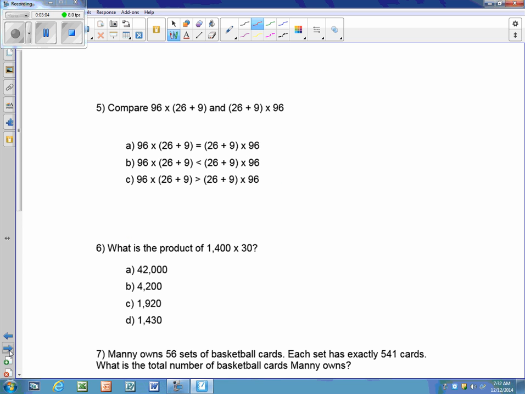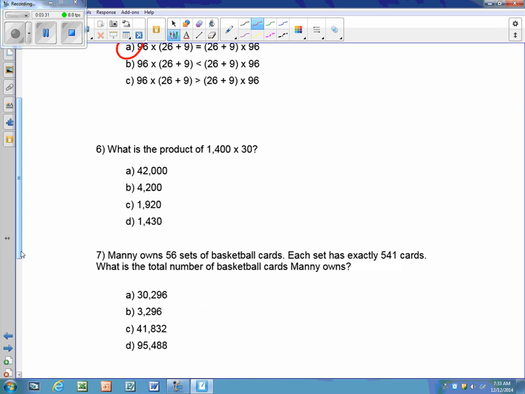Number 5. If I look at number 5, I can solve them both out using PEMDAS, or I can look at them and say that they both have the same part to solve in parentheses, which is the sum of 26 and 9, and both of them are being multiplied, or times 96. So it's the same thing, they're just in a different order, and with the commutative property, I'm allowed to do that with multiplication, which tells me they are still equal.